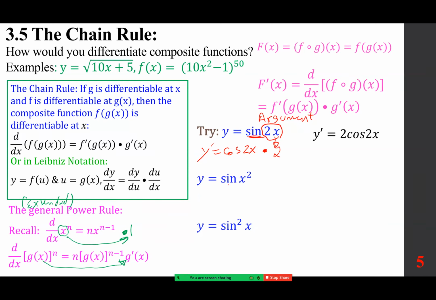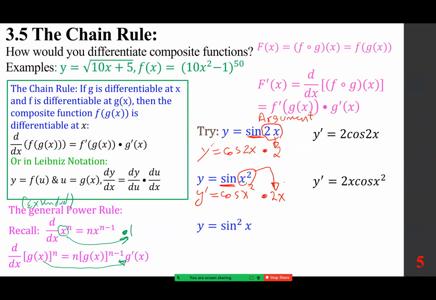Same thing happens here. Sine and pause. Y prime becomes cosine of the argument, and then the derivative of x squared by the chain rule is 2x. You put the 2x in front.